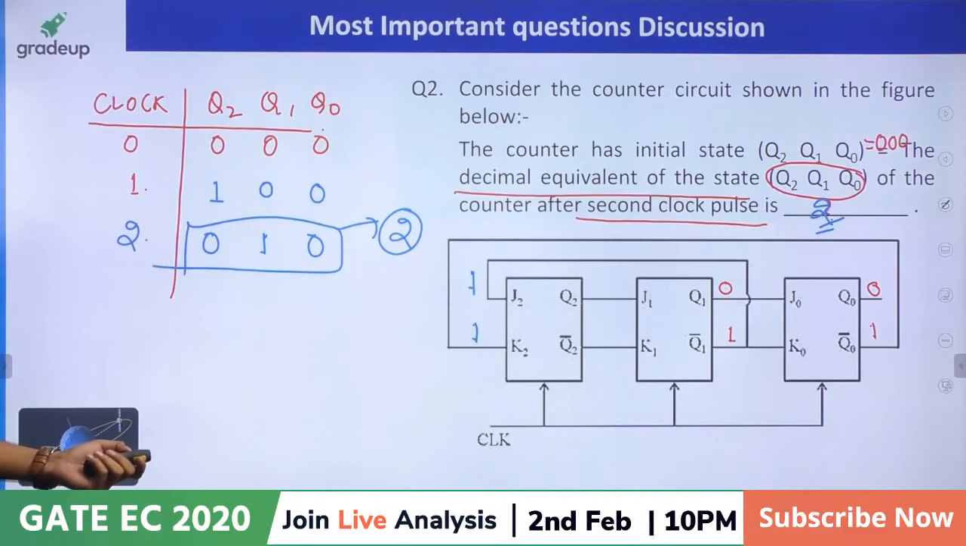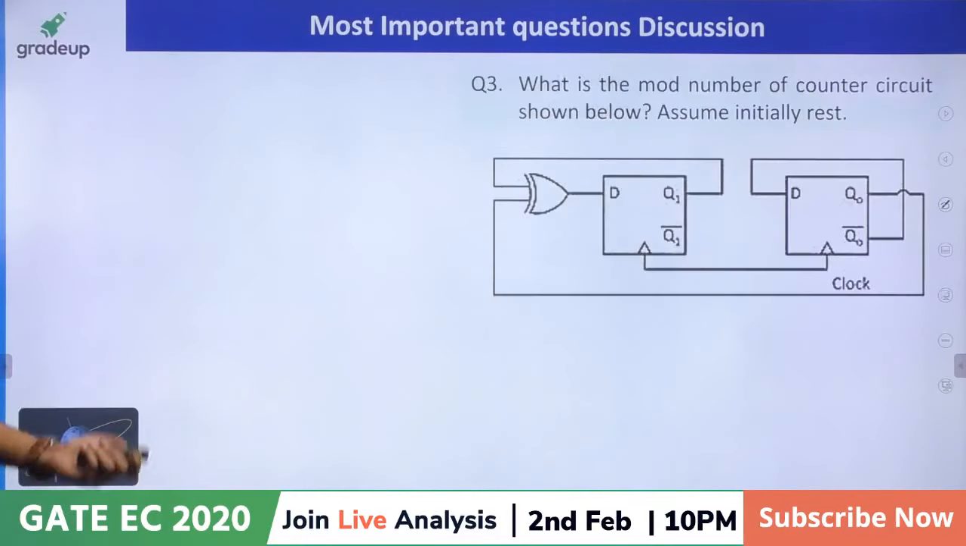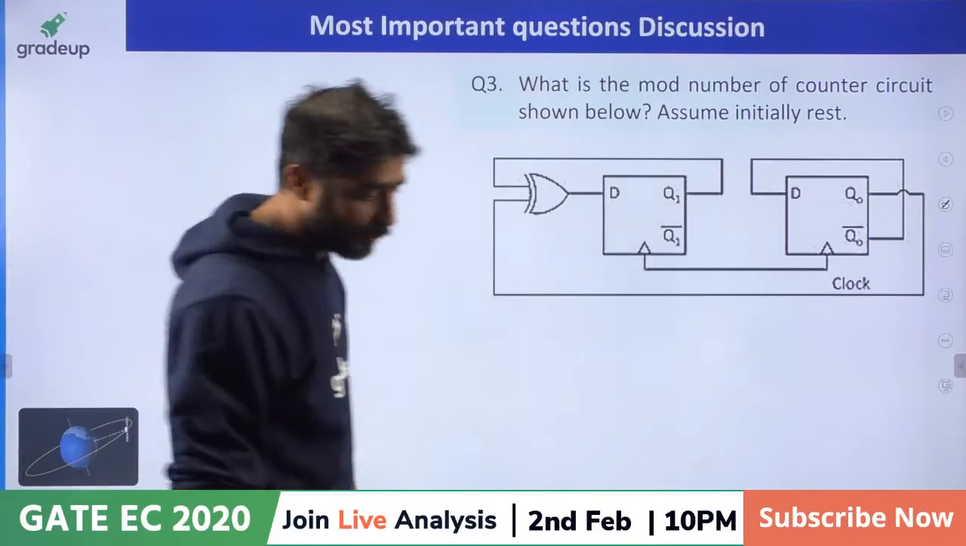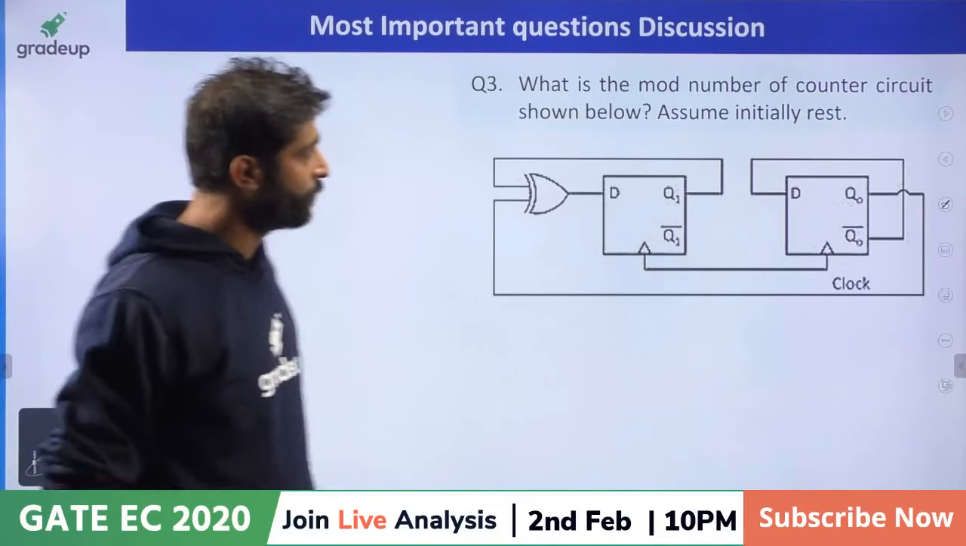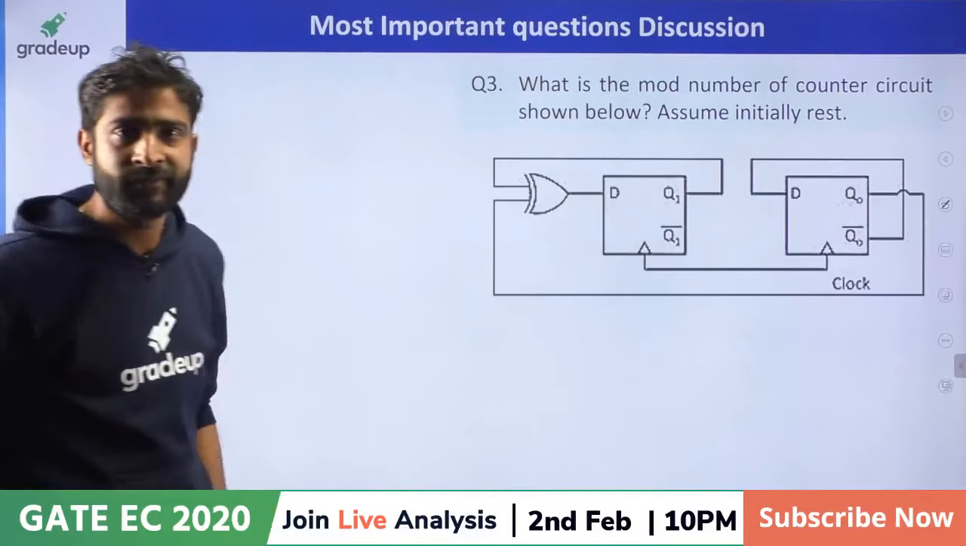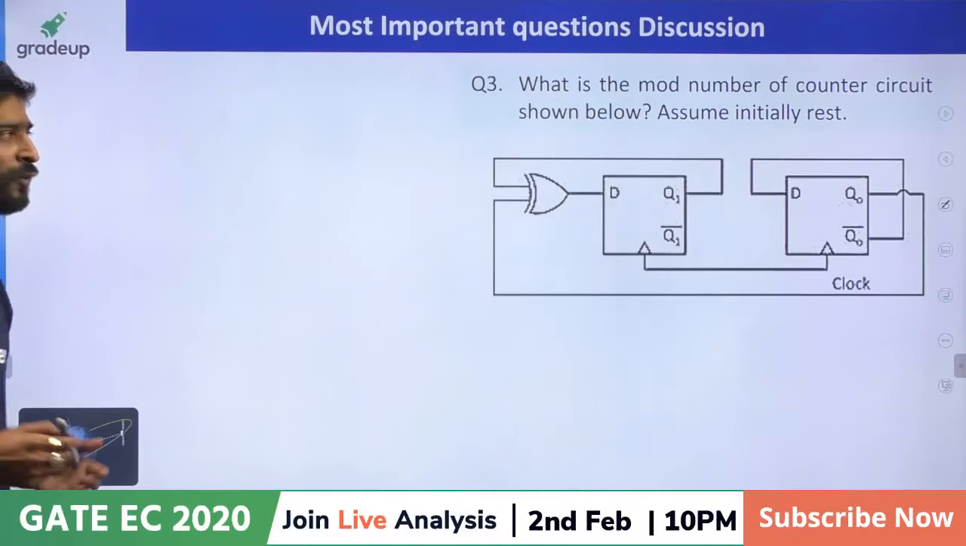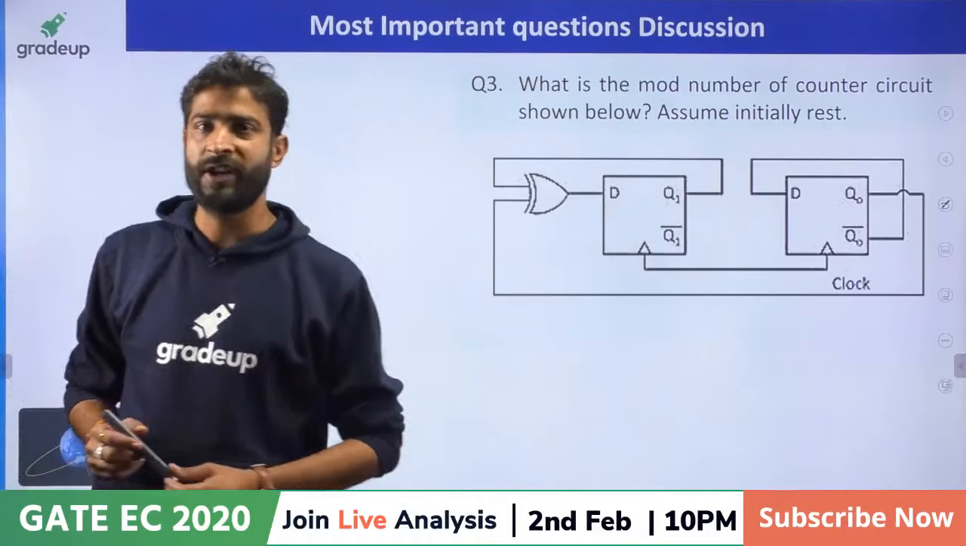Now, my dear friend, for the next question in front of you, can anybody give me the answer for this question? What is the mode number of the counter circuit shown below? Assume initially reset. Right? Can anybody give me the answer for this? It is also a data entry type question.